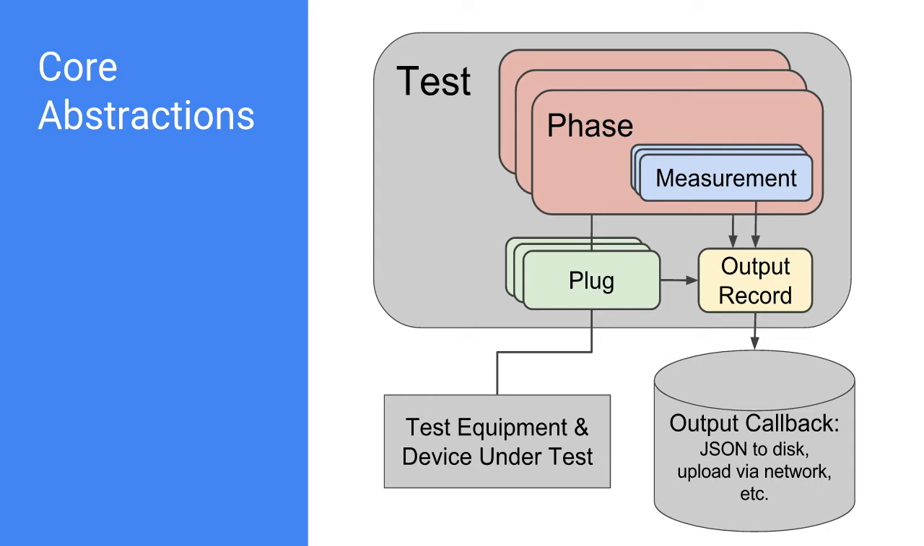Finally, we have something called plugs, which are the interfaces to hardware, and we'll talk in a little bit more detail about plugs later. And then output callbacks let you do something useful with the test results once the test run is complete, like save it to disk or upload to a server.